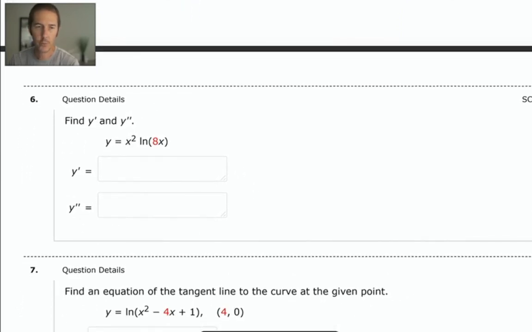Product rule, chain rule, power rule, that gets you the first derivative, and then you're going to have to take the derivative of that derivative in order to get your second derivative. Product rule means you're going to end up with some addition that's happening in that problem when you get to the first derivative, and then the second derivative.